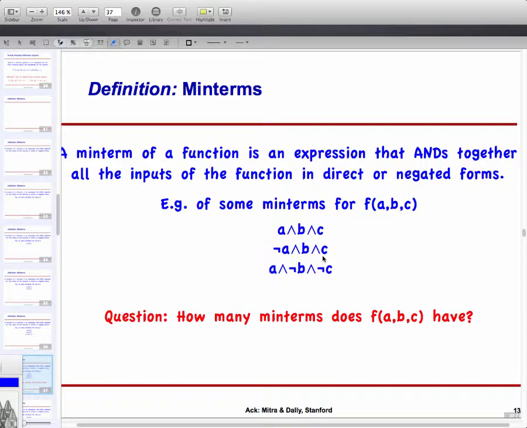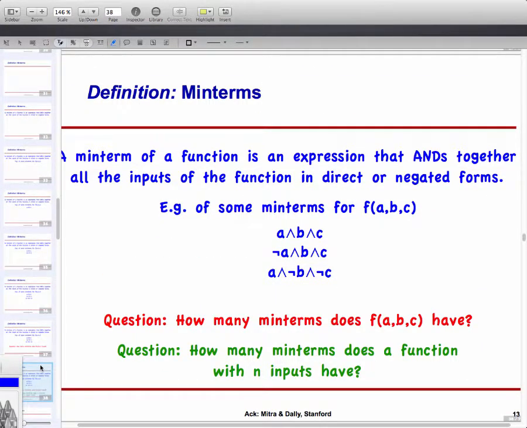0, 0, 1 corresponds to the minterm not C, not B, A, and so on and so forth. So minterms are a concept which will let us deal with truth tables nicely in our framework. How many minterms does a function of n inputs have? 2 to the power n. Okay, that's the same as the number of rows in its truth table.